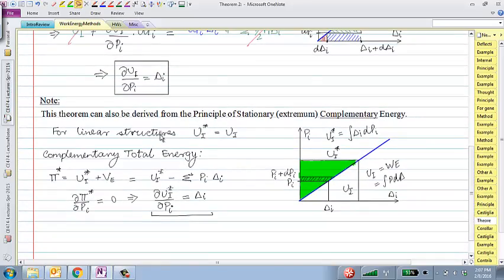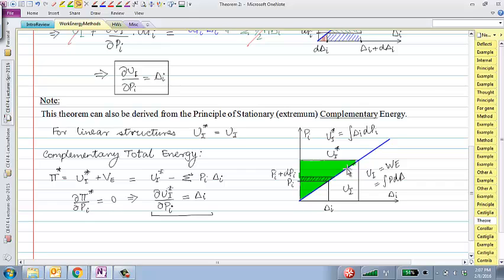this particular second theorem rests on what is called the principle of stationary complementary energy. Now, complementary energy is a completely fictitious concept. There is a real energy, but complementary energy is essentially the area of the triangle above the P delta curve. The area of the triangle below the P delta curve is the real energy or real work done, right? Complementary energy is the area of the triangle above this P delta curve.